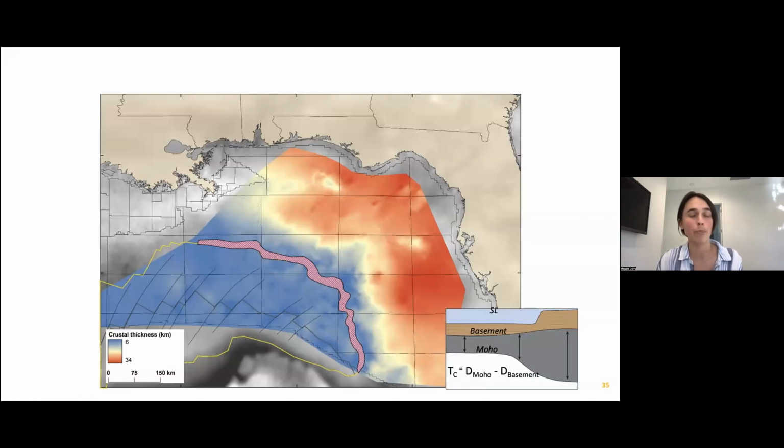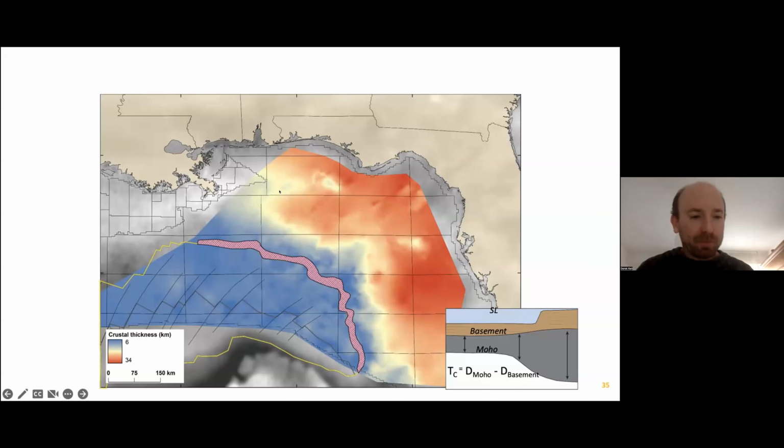I tested some pretty unreasonable crustal thickness values as part of the sensitivity analysis to see if that could be driving the vertical discrepancy, and it didn't seem to. So I feel pretty good that this is the true, unextended crustal thickness there, but people might disagree.